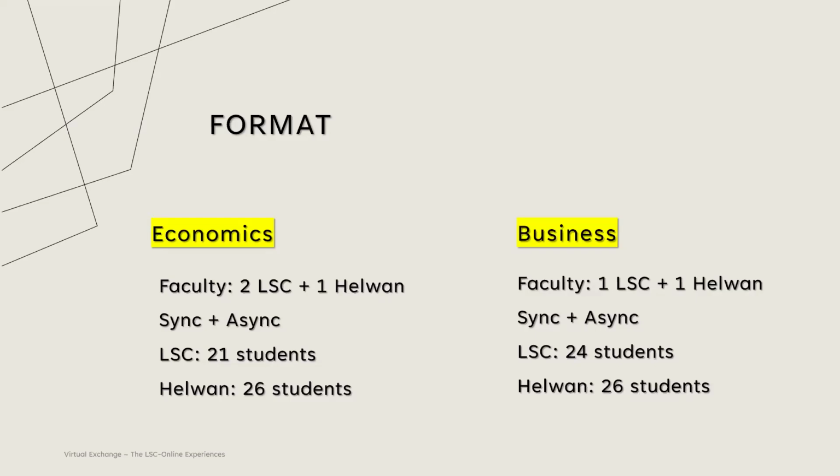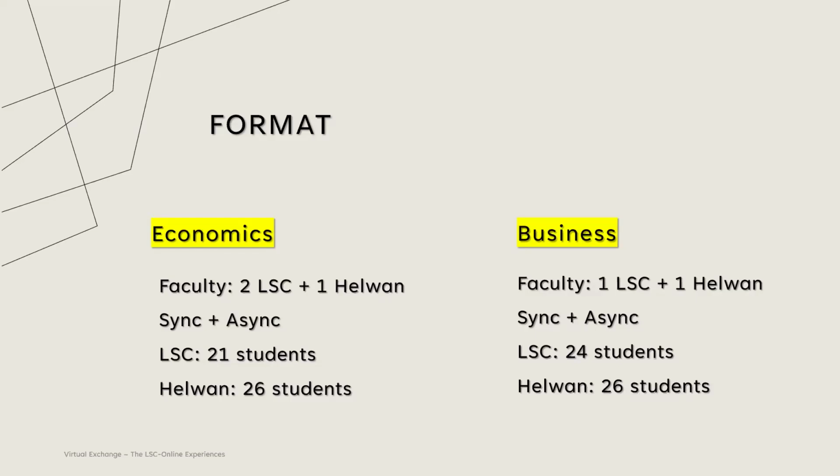So for economics, we had two faculty from Lone Star College. One of them was me, and I had another colleague from a different campus. And we had one faculty from Helwan University in Cairo, Egypt. So this was both synchronous and asynchronous. We had sessions which were synchronous, and they worked in groups which were asynchronous. We had about 21 students. We had a little more, but a few of them had to drop out because of various constraints.